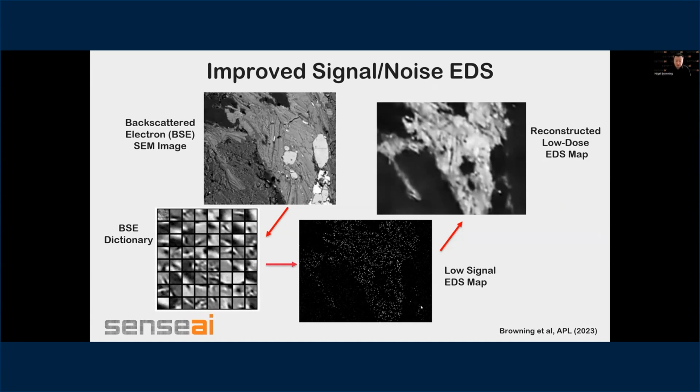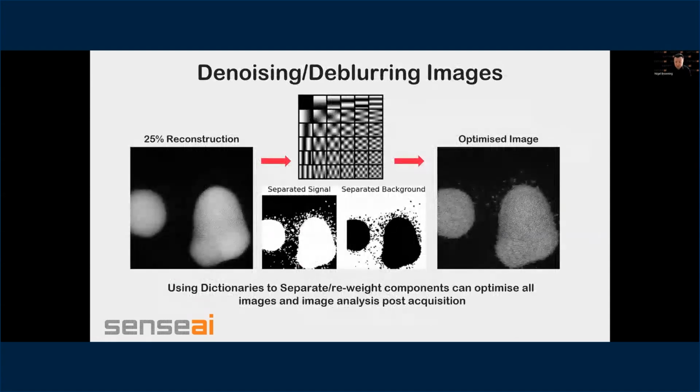In this case, this is the aluminium peak from the EDS map. And using the dictionary from the backscattered electron image, we can reconstruct that map and get something which is a lot higher resolution in terms of what we can see. So effectively, by using the dictionary transfer that was developed by SenseAI, we can take these low signals and get a much higher quality image for the same amount of time and acquisition process.